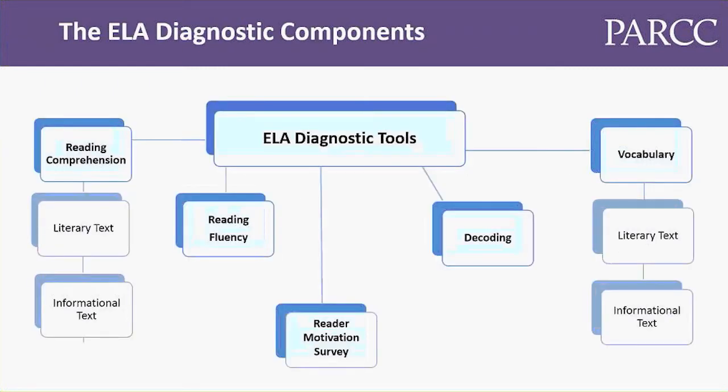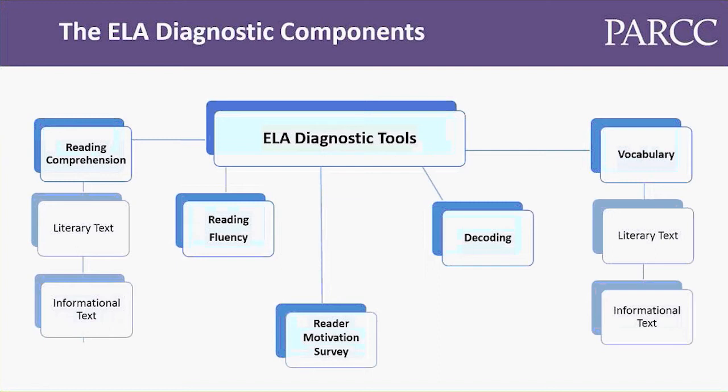In English language arts, there are a number of different types of diagnostic tools. First, there is a reading comprehension assessment that allows teachers to select from both literary text and informational text tools so that teachers can really find out when students have strengths and needs in reading the two different types of text that students will work with.